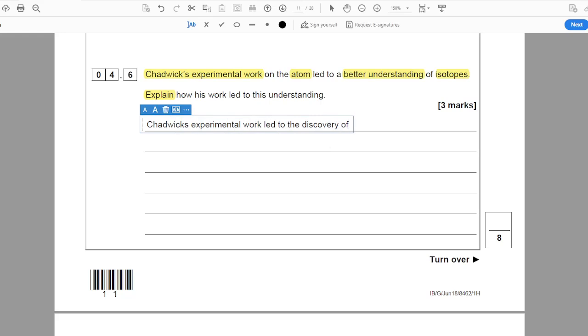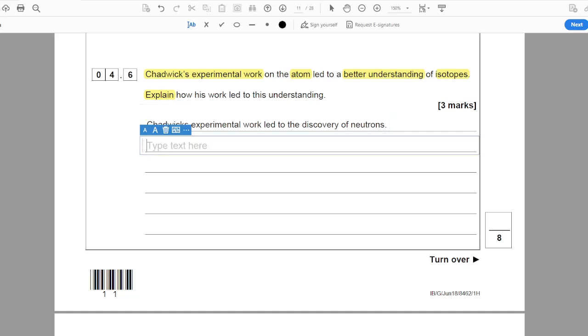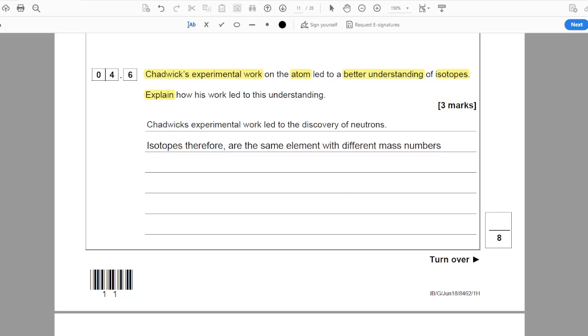And for the second mark, why is it important and why does it link atoms and isotopes together? So how does the neutron link to atoms and isotopes? Well, the same elements which have different mass numbers are actually isotopes. So this means that isotopes are the same element, but they have a different mass number. And this different mass number is due to the fact that there are a different number of neutrons in the element. So with these 3 points you get 3 marks.